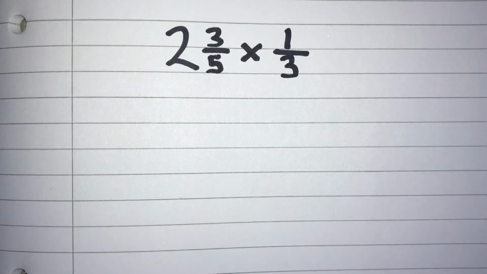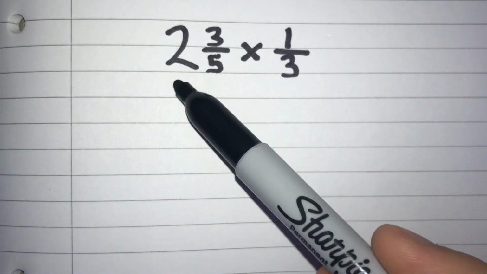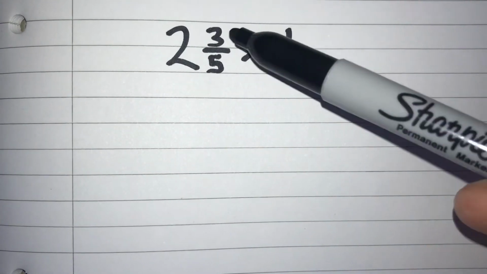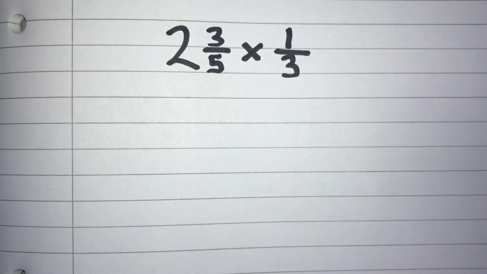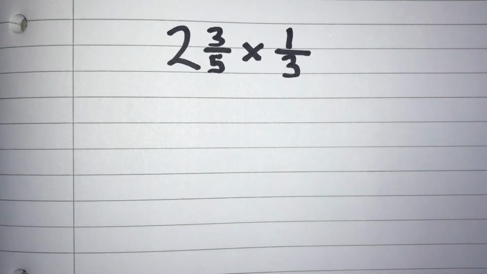So in this video we're looking at multiplying mixed numbers. Well, what's a mixed number? Well, it's one of these types of numbers out here. So we've got 2 and 3/5. What this means is we've got two whole ones and we've also got 3/5 added onto it. And we want to multiply it by another fraction, in this case 1/3.